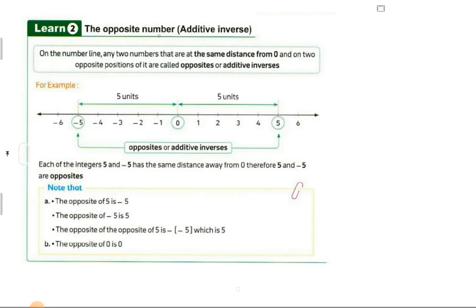There, number 2. The opposite number or additive inverse. The opposite number is called the additive inverse.